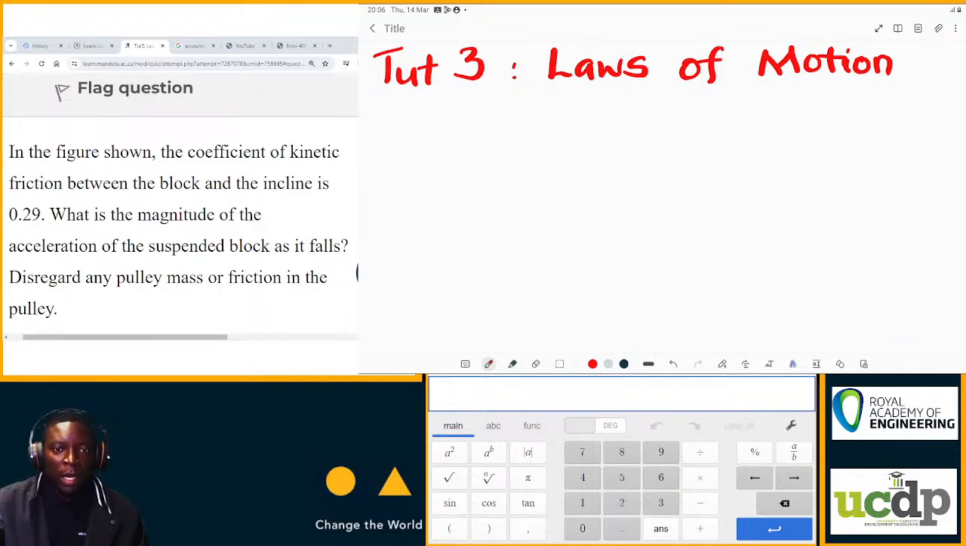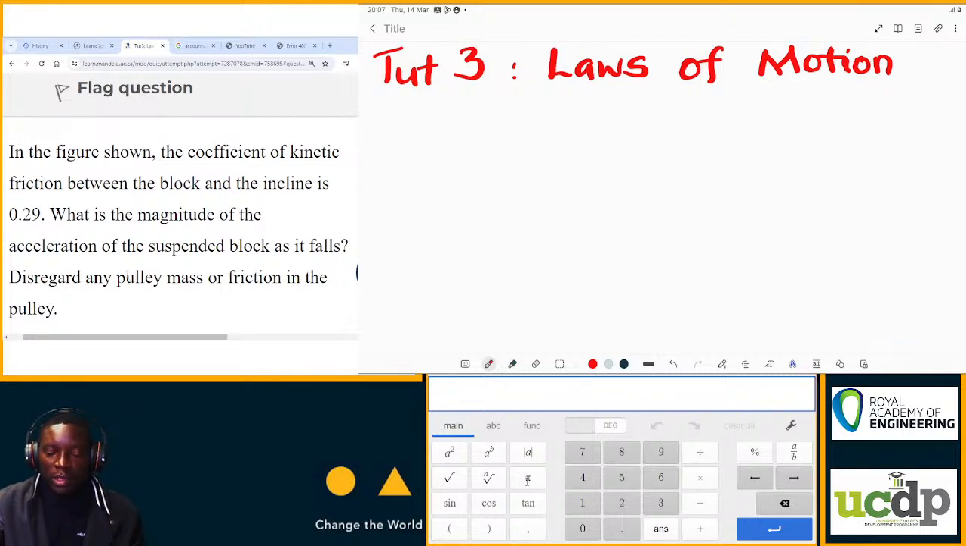Okay, so what we have here is part 3, question number 11. The questions you find on Moodle. This question goes: in the figure shown, the coefficient of kinetic friction between the block and the incline is 0.29. What is the magnitude of the acceleration of the suspended block as it falls? Disregard any pulley mass or friction in the pulley.